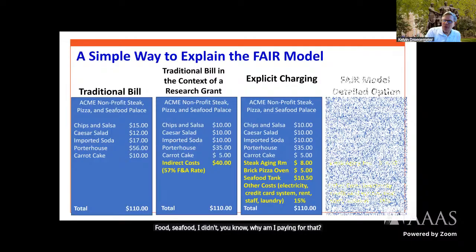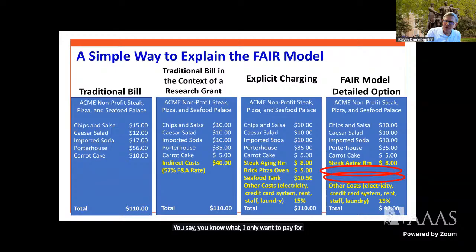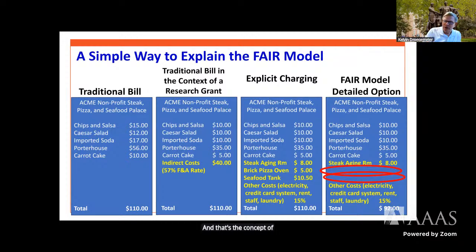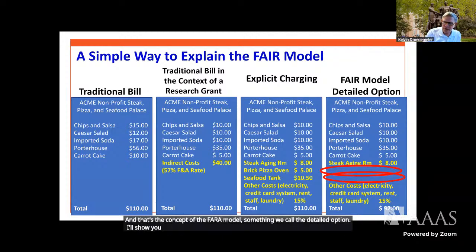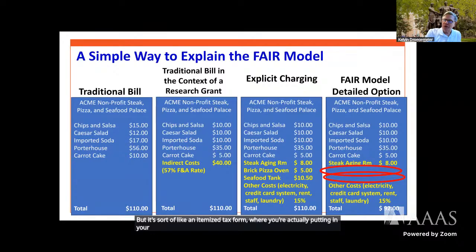Okay, so suppose you take those things off the bill. You say, you know what, I only want to pay for what I actually use to prepare my meal. If you do that and you run the numbers, the total bill is $92. So you're not only paying less, you're actually knowing exactly what you're paying for, and you're not paying for things that you're not using. And that's the concept of the FAIR model, something we call the detailed option. I'll show you in the context of a simple grant here in just a moment. But it's sort of like an itemized tax form, where you're actually putting in your tax form all the different deductions that you have, very similar to what you see here.